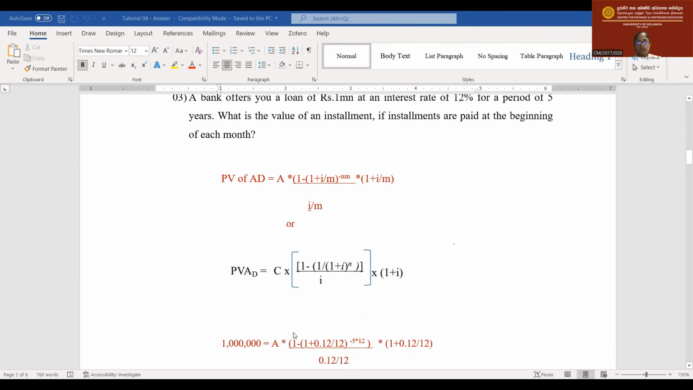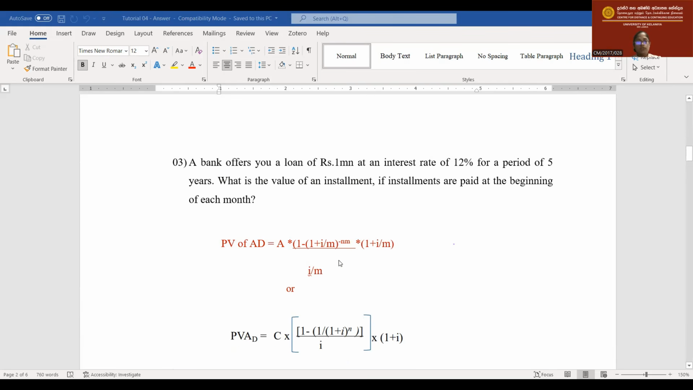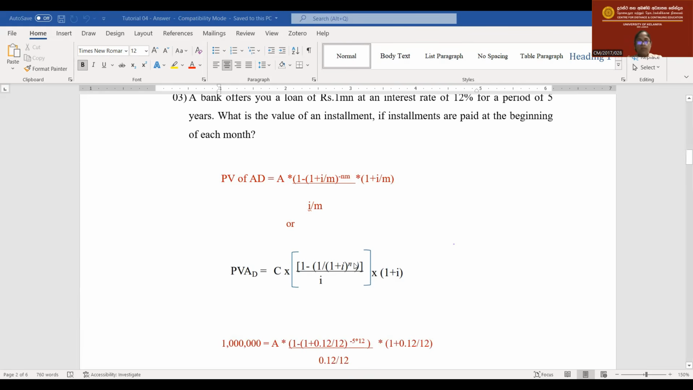A is what we have to find, right? At the beginning of each month, what we have to deposit, what we have to pay, right? Because the bank offers us a loan. In return, we have to pay the interest plus the installment, the interest plus the main principal amount. So here A is what we have to find.